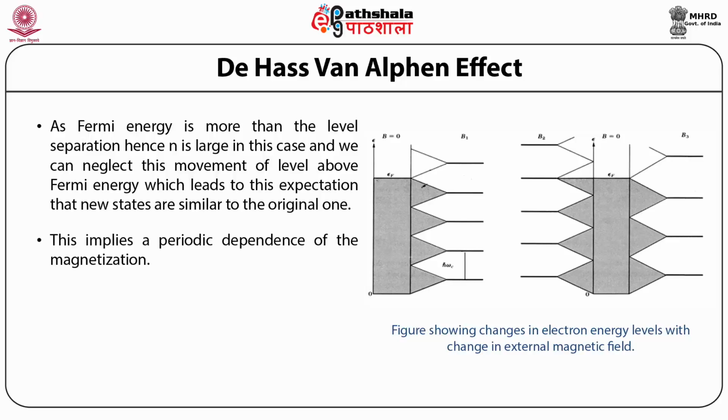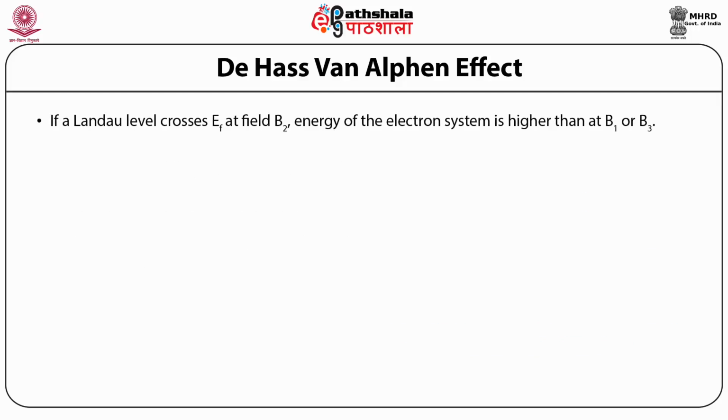Now for each magnetic field, a group of degenerate energy levels defined by a given pair of quantum numbers n and kz is called a Landau level. If a Landau level crosses the Fermi energy at field B2, the energy of the electron system is higher than at B1 or B3. As on application of a magnetic field, all electrons start moving in a circular path.